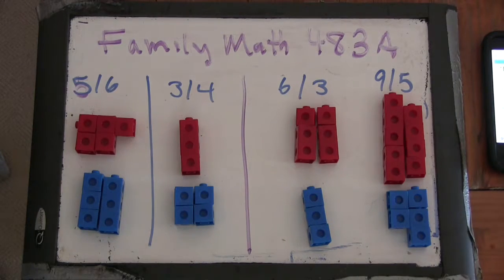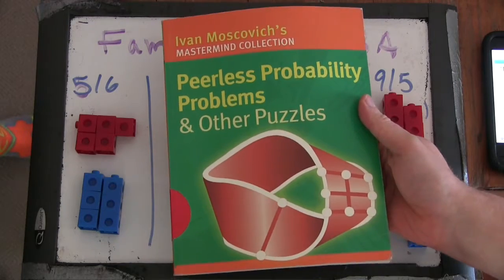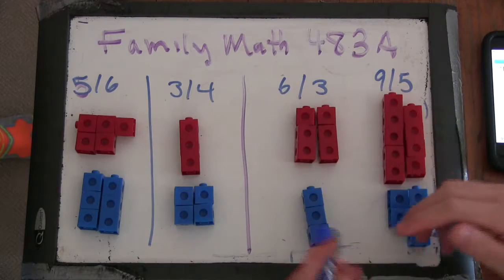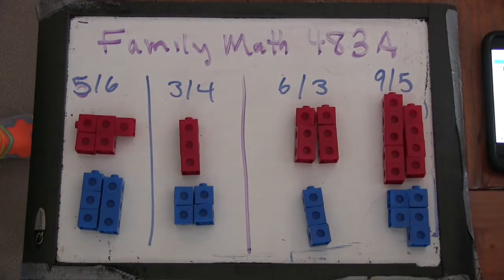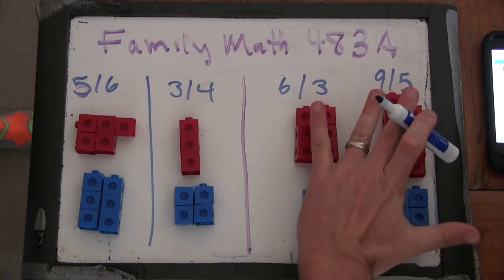FamilyMath483. This is a project I got out of this book, which is a really cool book. It's got all kinds of really neat problems and puzzles in it. And today we're going to talk about something called the Simpson's paradox. So what we're going to start out with is two different puzzles here. These two together form one puzzle. These two over here form one puzzle.